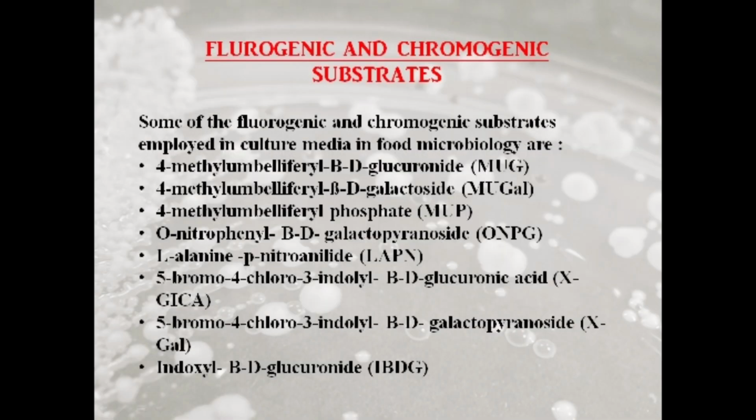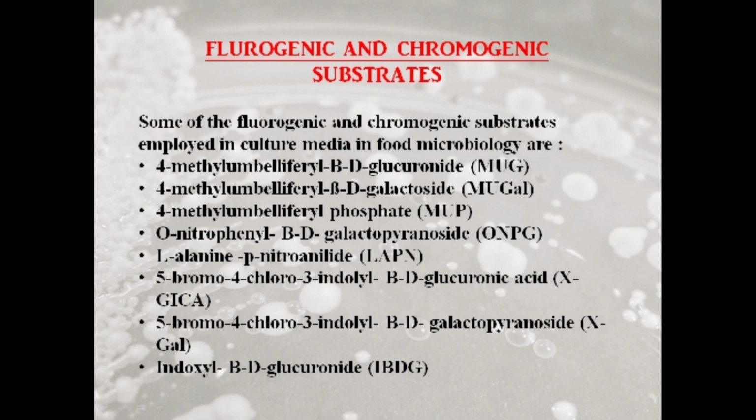Fluorogenic and chromogenic substrates. Some of the fluorogenic and chromogenic substrates employed in the culture media in food microbiology are 4-MUG, 4-MUGAL, MUP, ONPG, LAPN, 5-XGICA, 5-XGAL, IBDG.